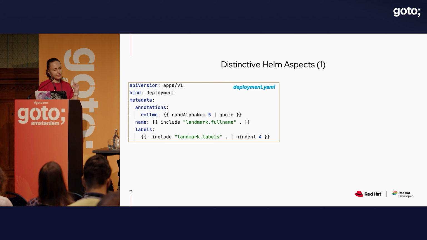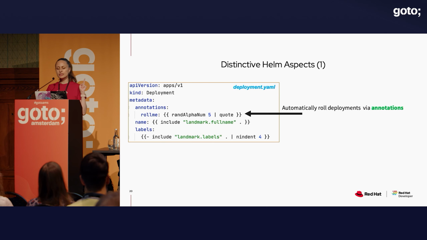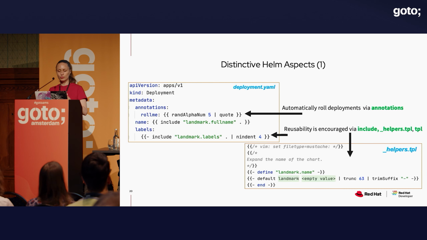There are more distinctive Helm aspects. So there are ways to automatically roll deployments via annotations. As you know, when something is changing, let's say with a secret or with something else external to your deployment, Kubernetes is not automatically doing a deployment based on that change. It doesn't do that. It doesn't know about that. But with Helm, you can do the automatic roll of deployments using these annotations.